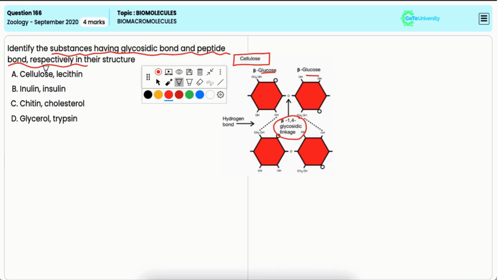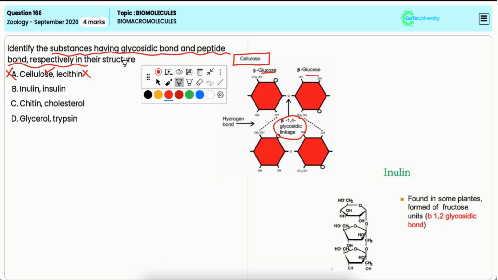But lecithin is a phospholipid, so it doesn't have any peptide bond. Rather, lecithin has ester bonds that link the fatty acid to the glycerol moiety. Hence, it is incorrect. Option B, inulin and insulin.